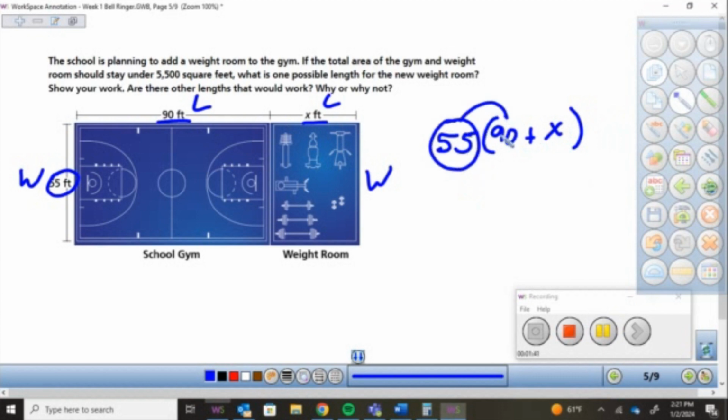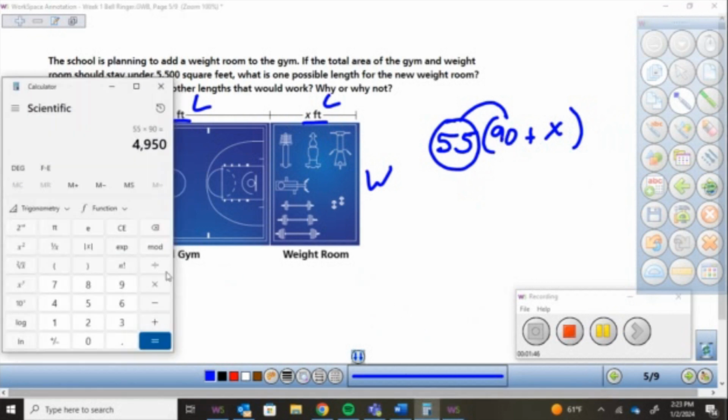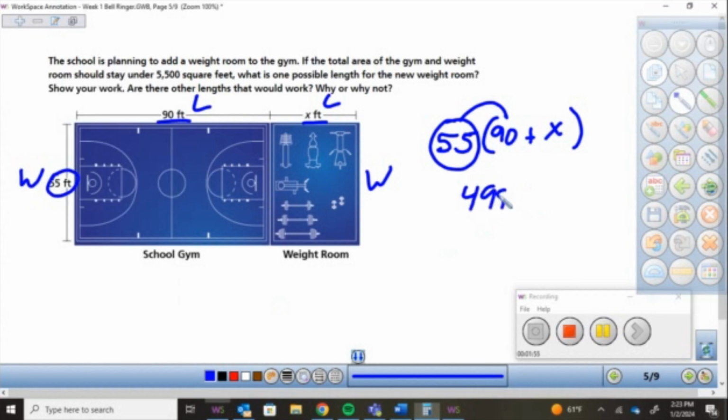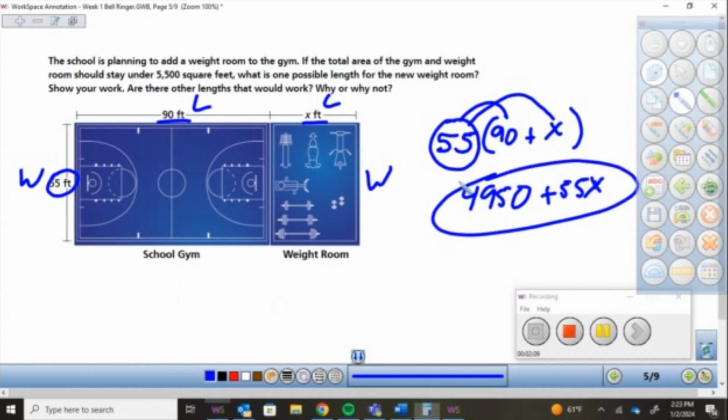55 multiplied by 90. 55 times 90, we can use our calculator here. 55 times 90 equals 4,950. Then we multiply 55 times x, so we have plus 55x. This is the solution to the problem. Let's try another.